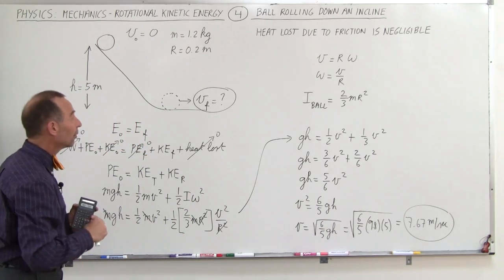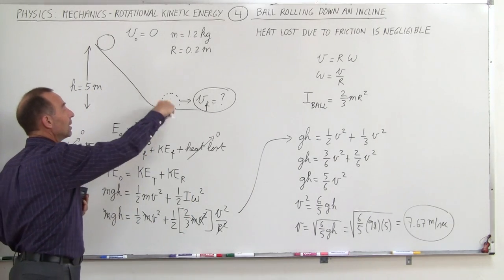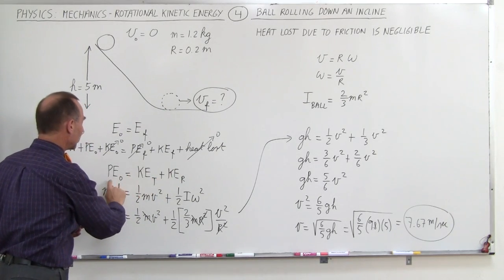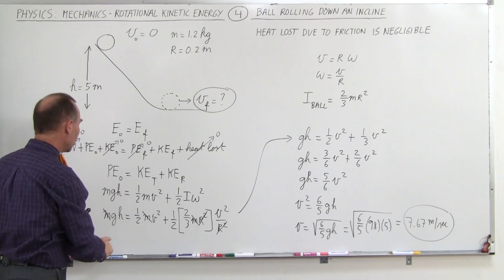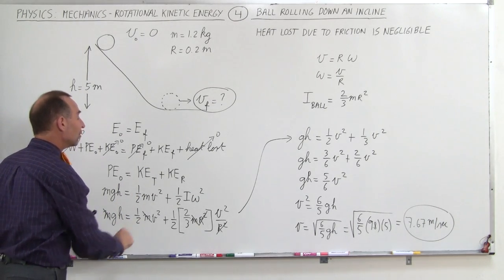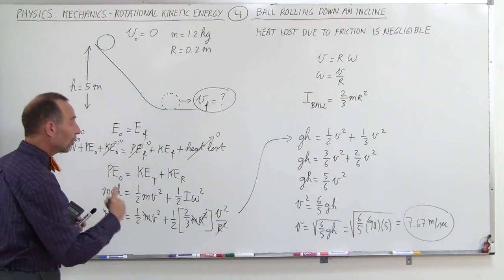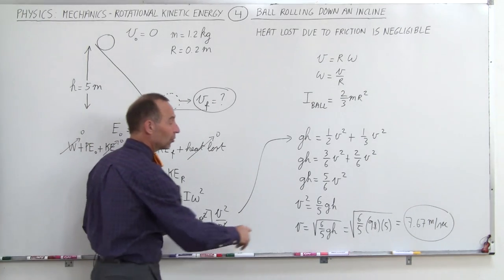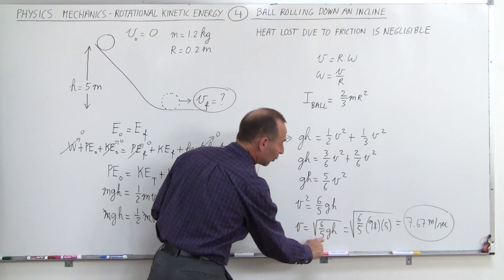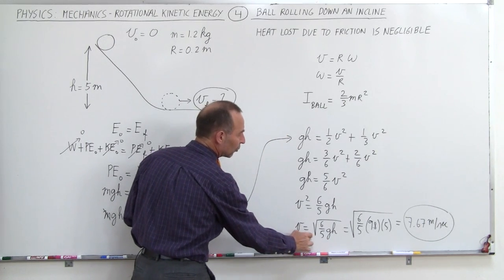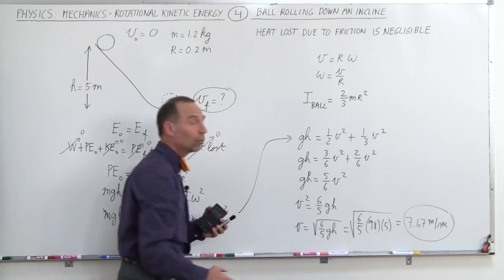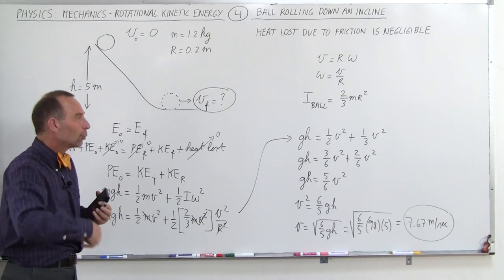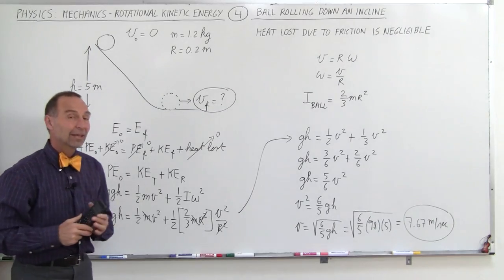Now notice, what if we did not take into account the rotational kinetic energy? Then this term would not be there, and we end up with potential energy equals kinetic energy, or gh would be 1/2 v squared, or v would be the square root of 2gh. And that should be a familiar equation to you. You can see that because of the rotational kinetic energy, it's not going quite as fast. Instead of v equals the square root of 2gh, it's only 6/5 gh, because part of the energy is also taken up by the rotation of the ball. And that's how we do that.